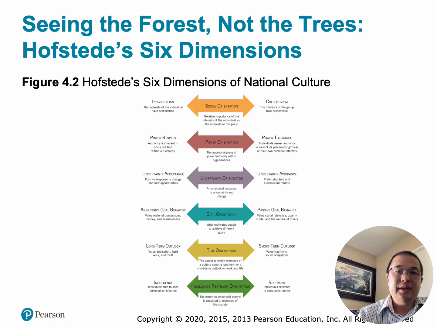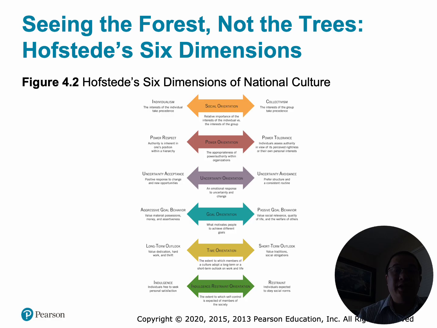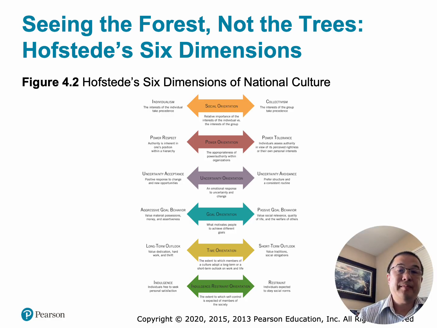Number 2, power orientation. This measures acceptance of hierarchy. Power respect cultures: people accept authority and hierarchy. Power tolerant cultures: people are comfortable questioning authority. Number 3, uncertainty orientation. This measures comfort with ambiguity. Uncertainty avoidance: people prefer rules and structure. Uncertainty acceptance: people tolerate change and ambiguity.